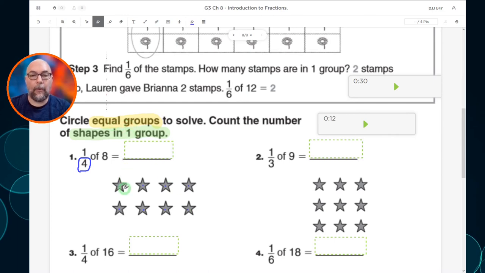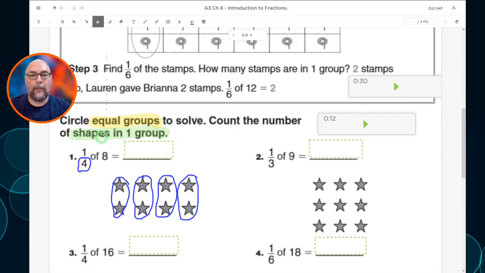Circle equal groups. Now, there's 2 here. There's 2 here, which means that the groups are equal. They both have 2 stars. There's 2 in here. So that means that this group is equal. And there are 2 in here, which means that this group is equal. All right, so that takes care of the yellow instruction. Now let's look at the green one.